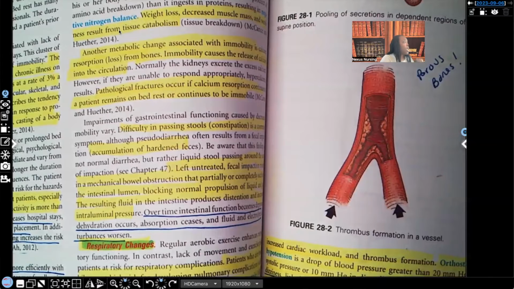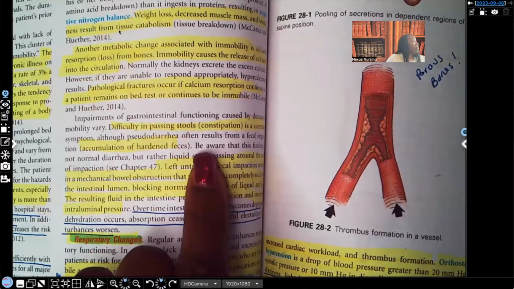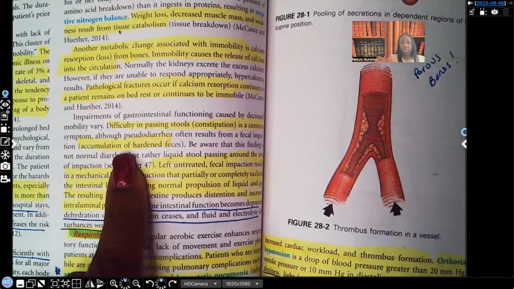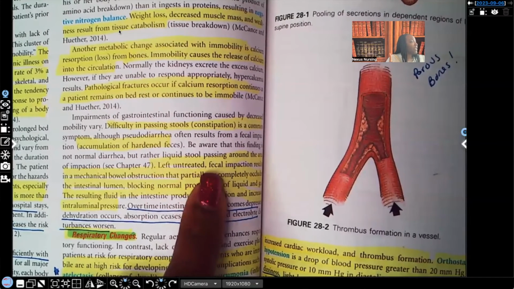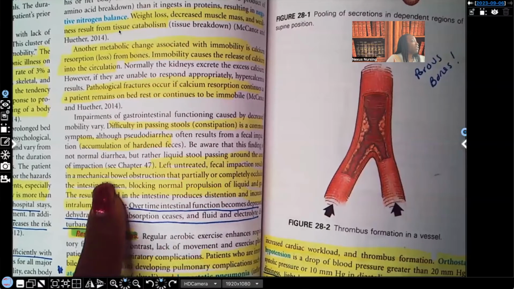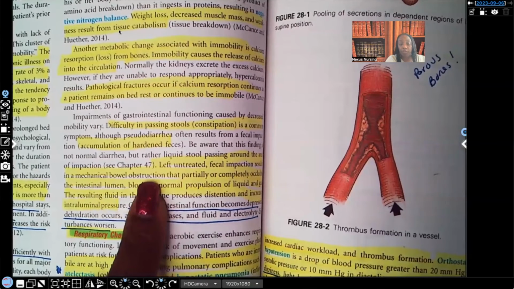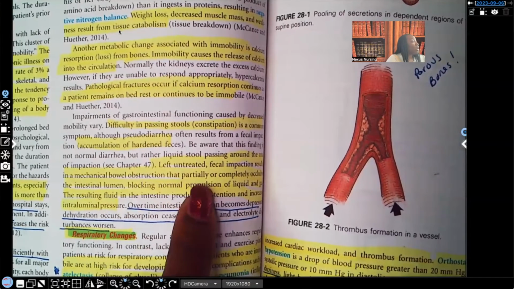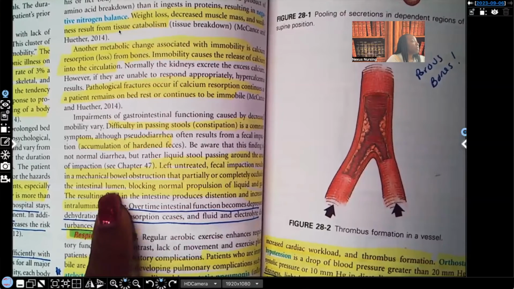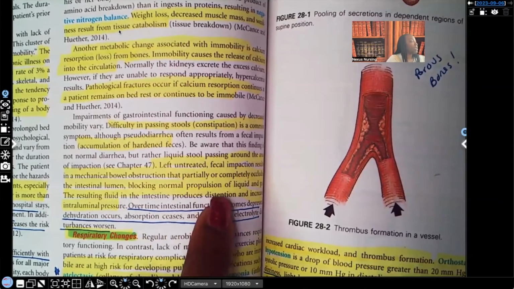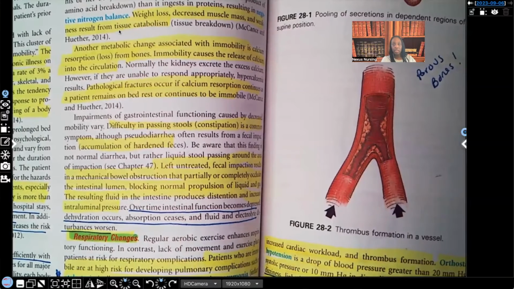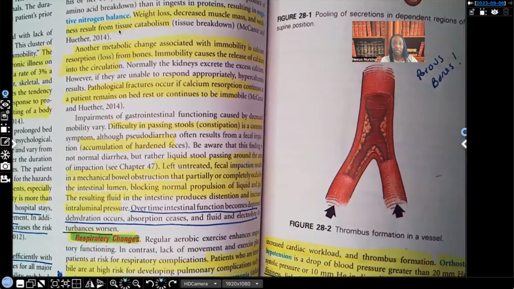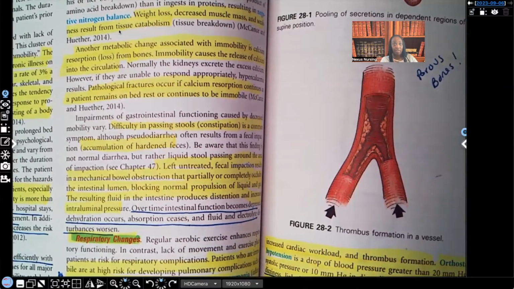Okay. So constipation is common. The patient can have fecal impaction, which is accumulation of hardened feces. If left untreated, fecal impaction results in a mechanical bowel obstruction. Nothing is moving, which partially or completely occludes the intestinal lumen, blocking normal propulsion of liquid and gas. Nothing's moving, but the patient has got to eat eventually. So stuff is going in, nothing's coming out.